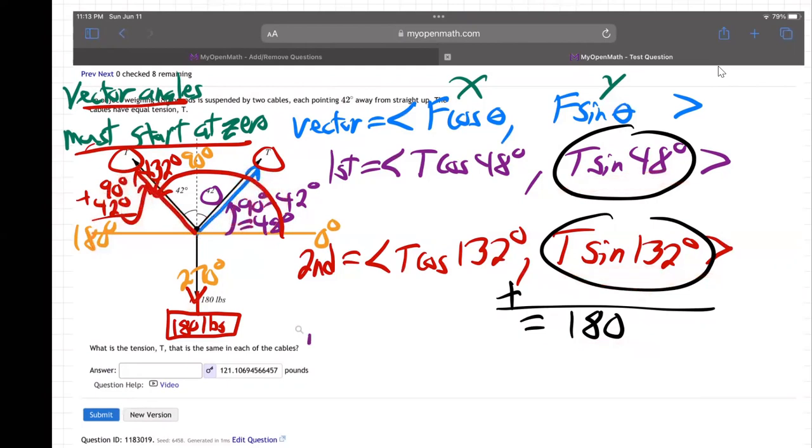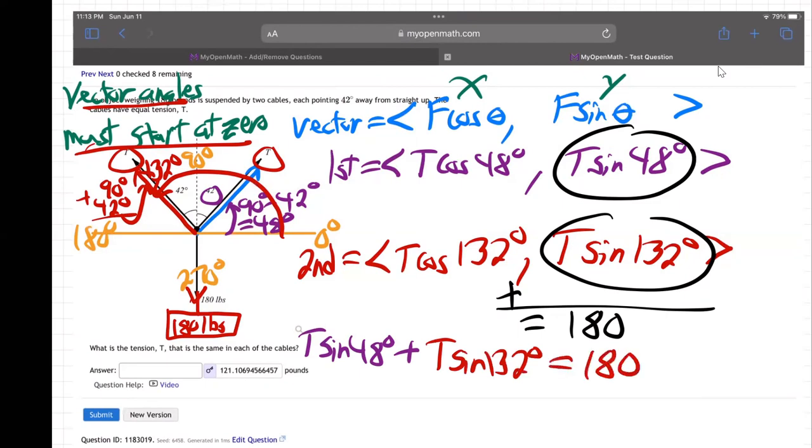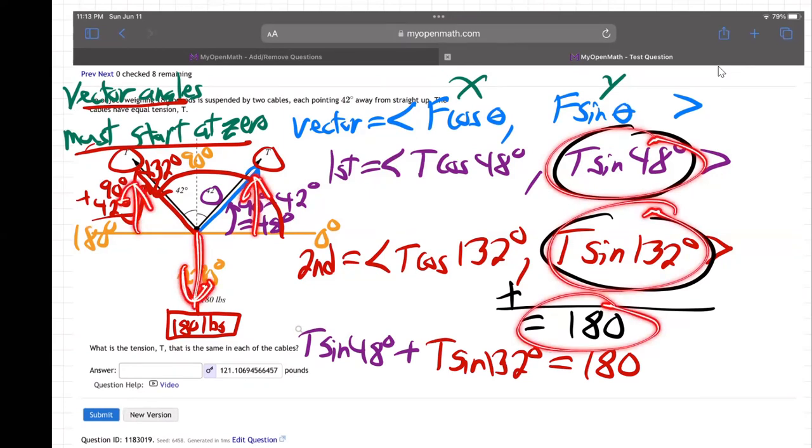So there's my equation. T sine 48 degrees plus T sine 132 degrees equals 180. Right? I just added up this Y component and that Y component. They together must add up to equal 180 because the 180 is down. The amount this is pulling up and this is pulling up must total 180 because we know this thing is pulling down at 180.